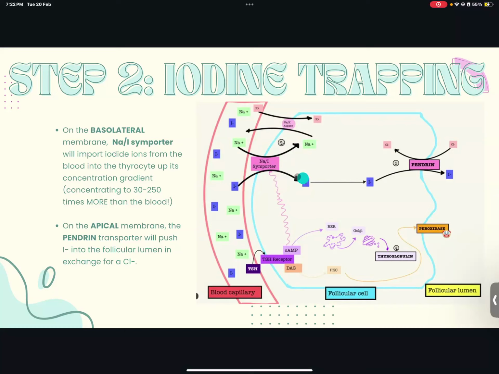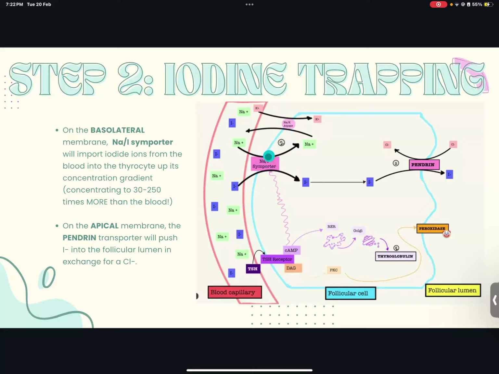And if you can see here, I have a really tiny channel. It's a sodium potassium ATPase. And all this sodium potassium ATPase does is push sodium back into the blood. What this does is maintain a concentration gradient of sodium so that sodium can continuously be transported in, pulling along with it iodine. And this is what we call secondary active transport.